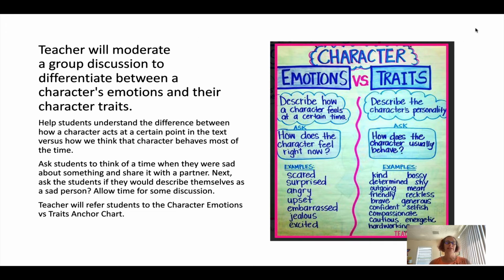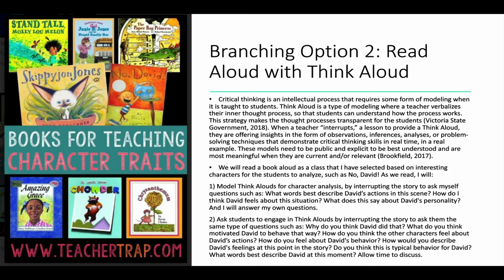We will also be discussing how to differentiate between a character's emotions and their character traits. I'll help students understand the difference between how a character acts or feels at a certain point in the text versus how we think that character behaves most of the time. I'll ask students to think of a time when they were sad about something and share it with a partner. Next, I'll ask the students if they would describe themselves as a sad person and allow some time for this discussion. I will also refer students to the character emotions versus traits anchor chart.